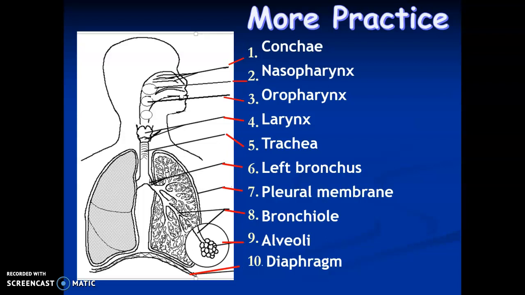5 is the trachea, and you can feel your trachea is ridged. That keeps it open for air so it doesn't collapse like your esophagus does. Your esophagus collapses, and when you bring air back up through the esophagus, it makes a burping sound, hence the burp.